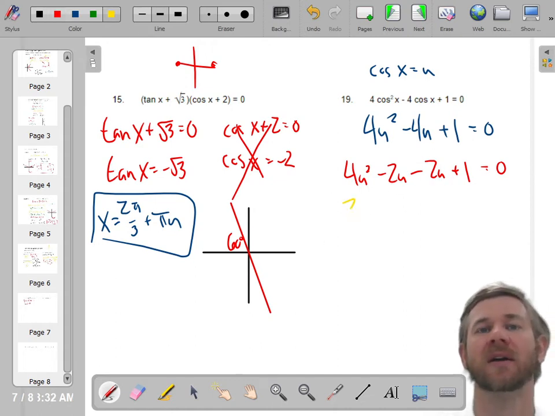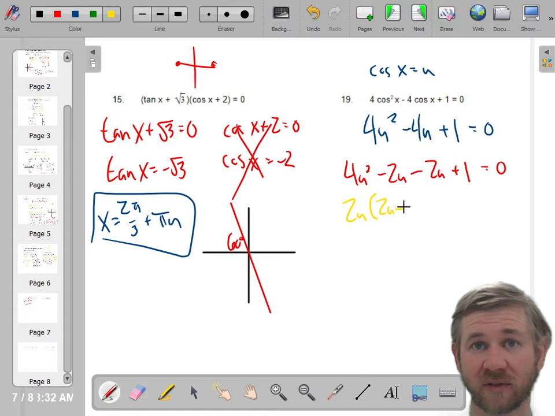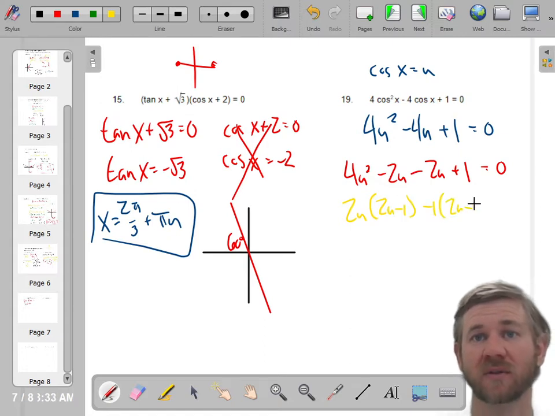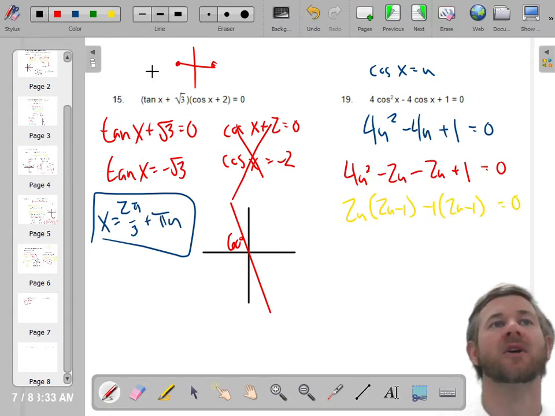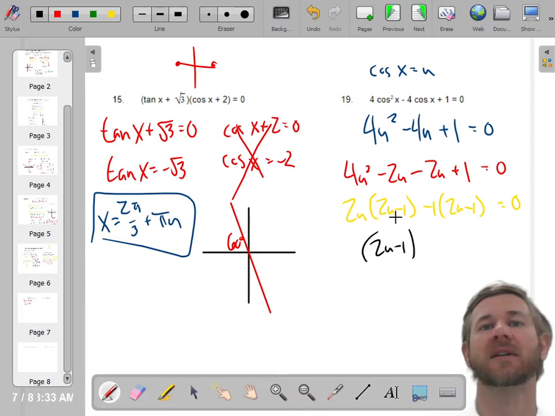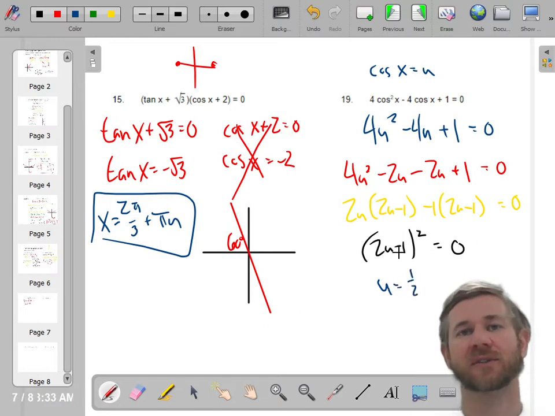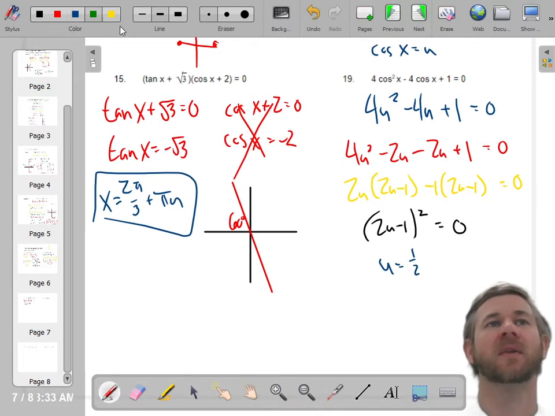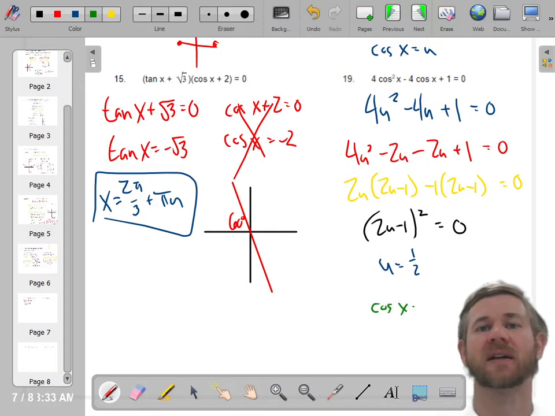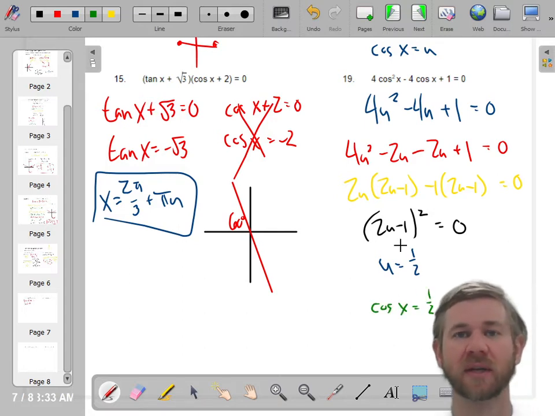So then when I do my factoring, this is a perfect square. 2u minus 1 times 2u minus 1. We'll just write it squared. To solve that, if that factor equals 0, you would add 1 and divide by 2. And I need to figure out where the cosine of x is 1/2 because u is 1/2.